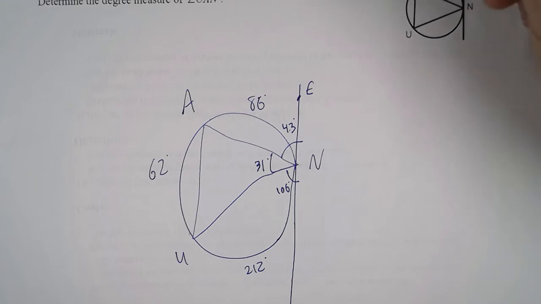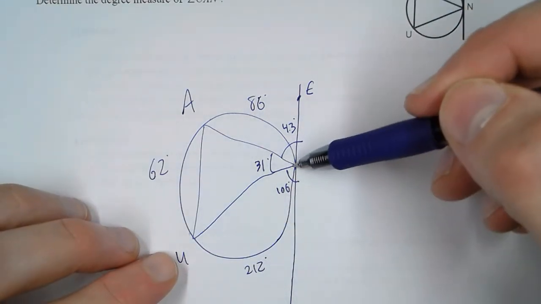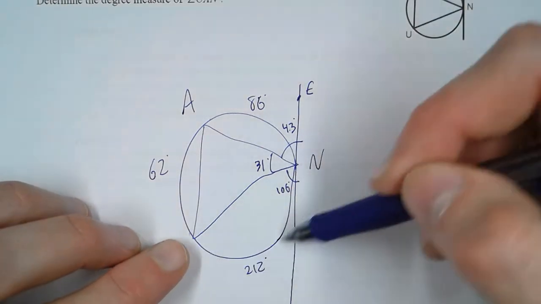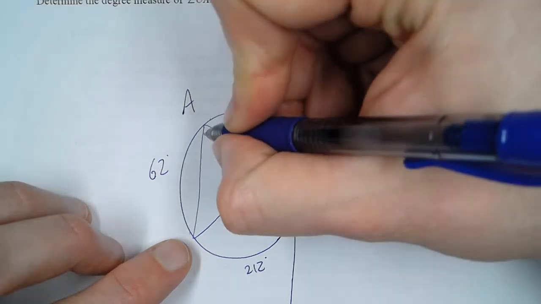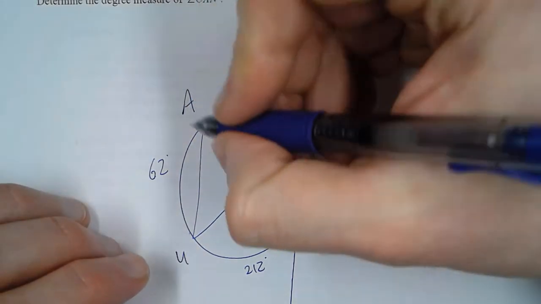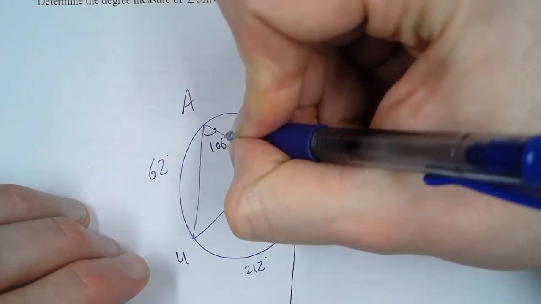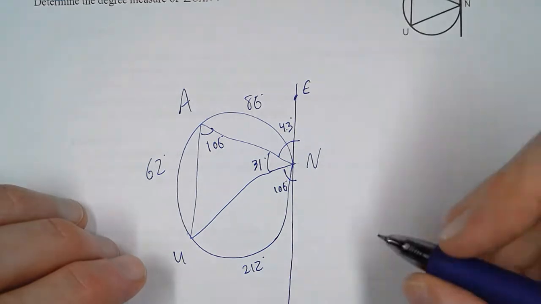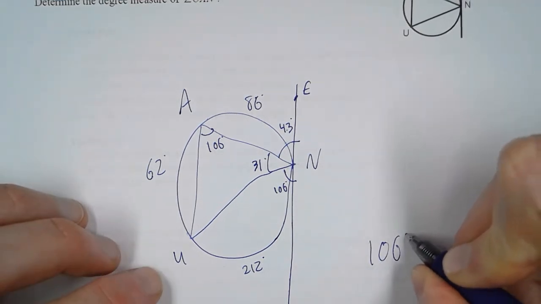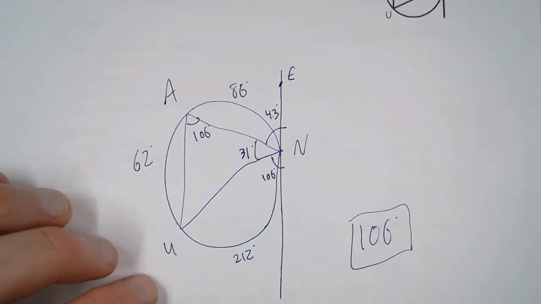Now, how does that help us? Well, this arc, UN, right here, connects with this angle right here. So this angle needs to be half of that. So this angle is 106 as well, because it's an inscribed angle. It's half the measure of the arc. And so 106 is our answer. And we're done.